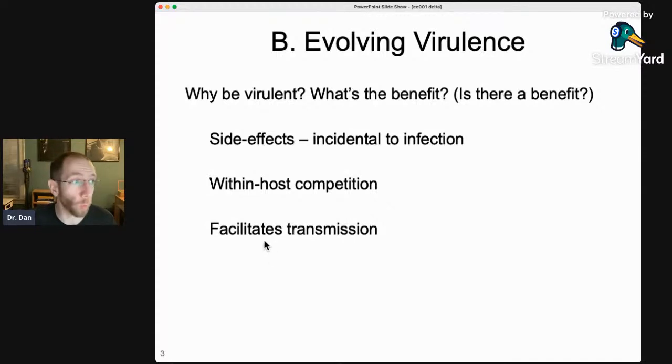You can also have within host competition. Basically, you're a virus, lots of other viruses around, you're competing for cells to infect. Well, you've got to get really good at infecting those cells. The better you are, the more damage you're going to do. So you could have within host competition driving virulence.